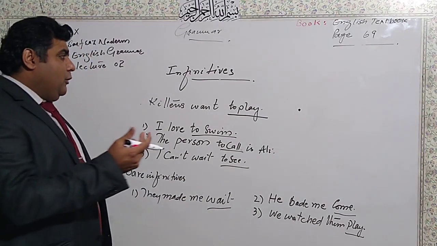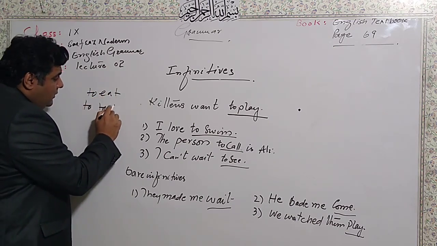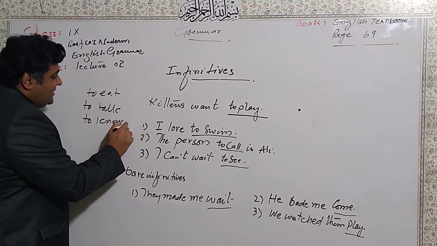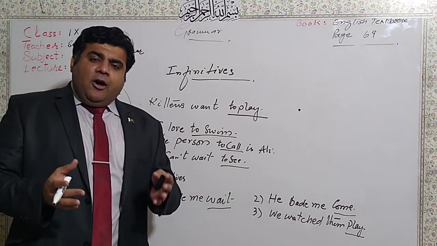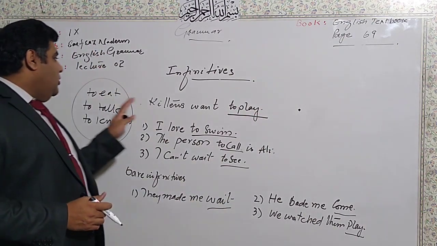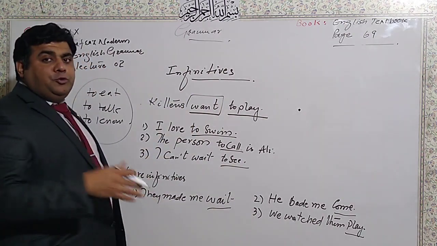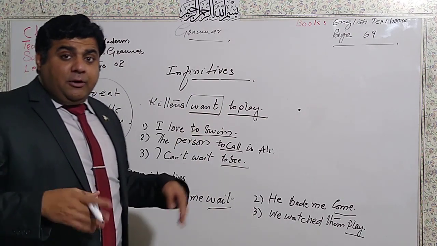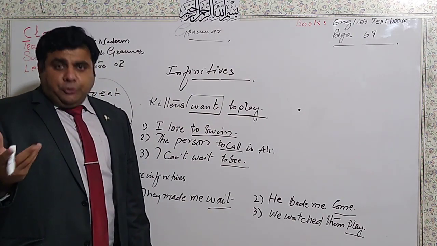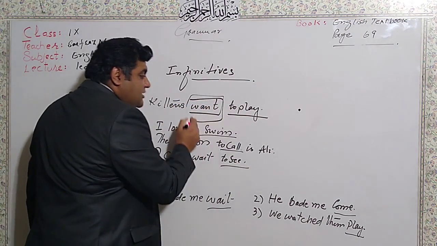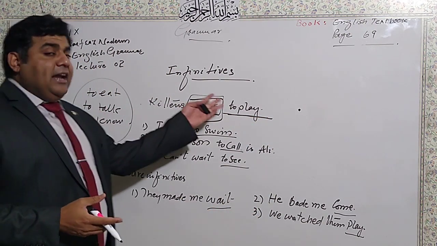I am going to give you more examples: to eat, to talk, to know. These are all infinitives because they start with to, and they will remain the same whatever tense you are using, because these are not verbs, they are called infinitives. The verb is main, look over here. Kittens want to play. But if you want to change this verb into another tense, like kittens wanted to play, kittens will want to play, you can change only this verb, which is the main verb. But to play will remain the same because it is not a verb, it is actually an infinitive.